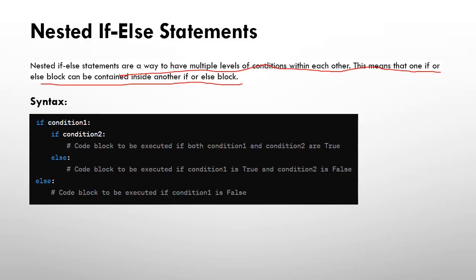So in case of nested if-else statements, first condition 1 will be checked. If condition 1 would be true, then it will come to check condition 2. If condition 2 would be true as well, then this part of the code would have been executed. However, if condition 2 would have been false, then this else block would be executed. However, if condition 1 in the beginning would have been false, then this else block would have been executed.